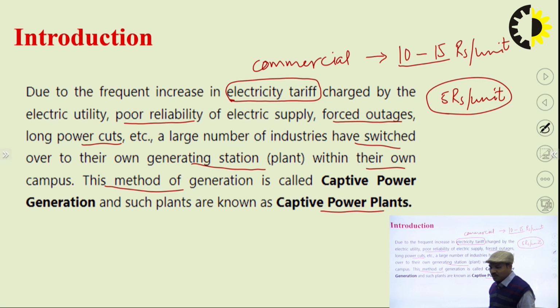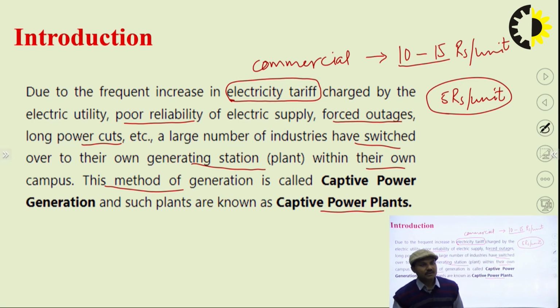They are also known as self producers because they produce by their own and utilize the same power for their own purpose. So they are also known as self producers or auto producers.